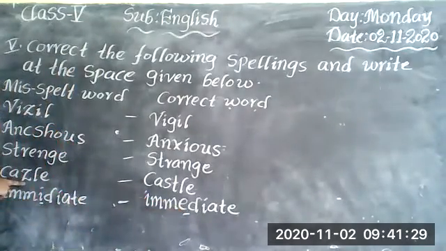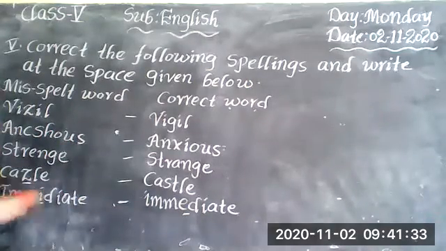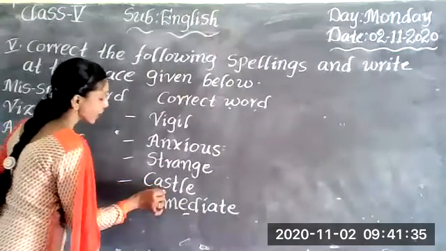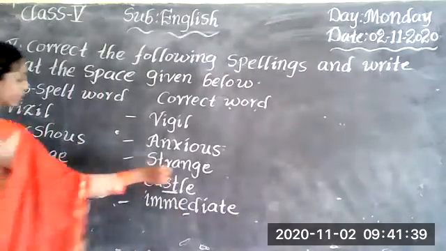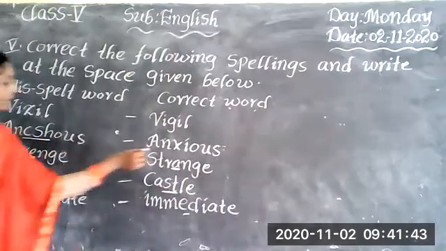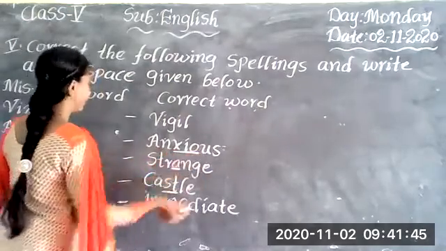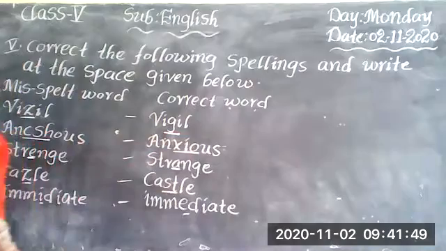And here CAZLE, calcul. So here Z is wrong. What do we have to write instead of that? We have to write est. Okay. Here E is wrong. A is the wrong spelling and B the correct spelling. In the place of Z, we write the correct letter.